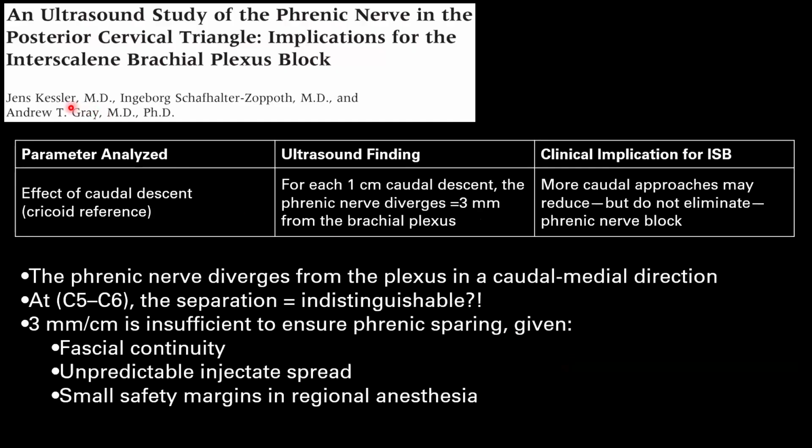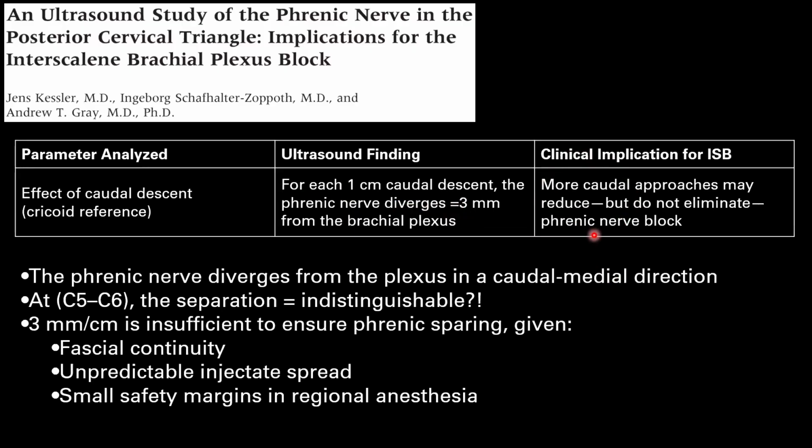This is an important article by Kessler, where they analyzed the effect of caudal descent, with the required level as a reference. Caudal descent is where you start shifting the probe from the level of C4 until the level of C7. What they found was that for each 1 centimeter of caudal descent, the phrenic nerve would diverge 3 millimeters from the brachial plexus. And what they implied was that more caudal approaches may reduce but do not eliminate phrenic nerve block.